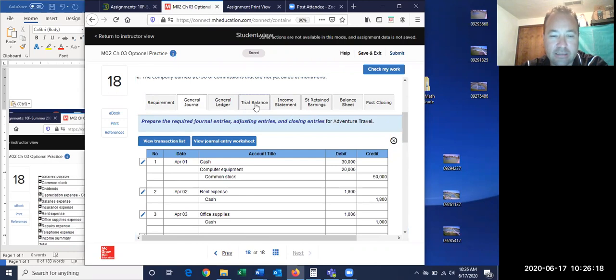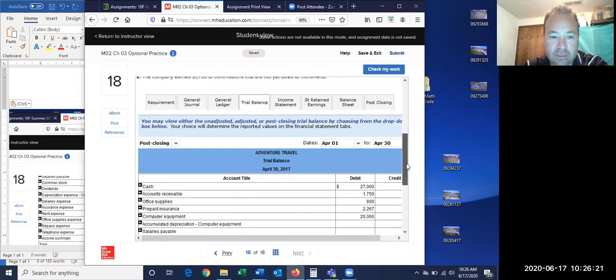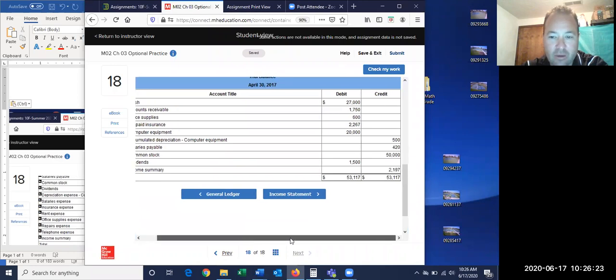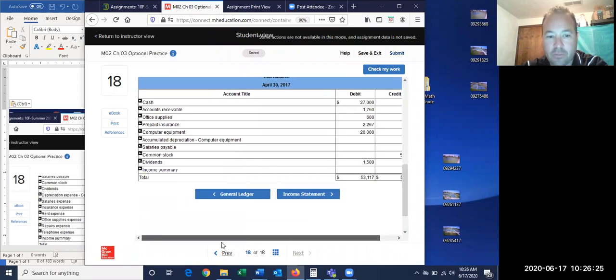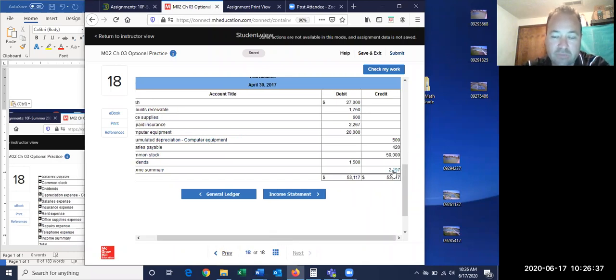Let's look at the trial balance. You can see everything has now been closed out. Our trial balance has the income summary instead of all of the revenue and expenses. We only have 2 things left to do. We need to get rid of our income summary and our dividends. So I'm going to jot these down instead of doing another print screen. I had income summary of $21.97 and I have dividends at $1,500.